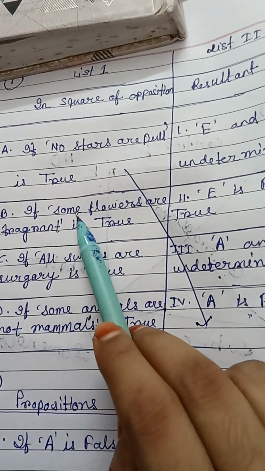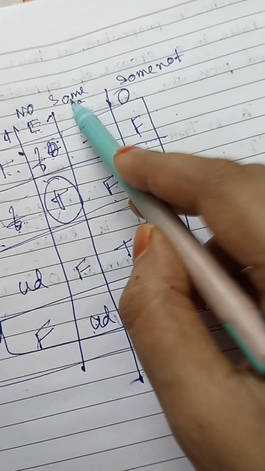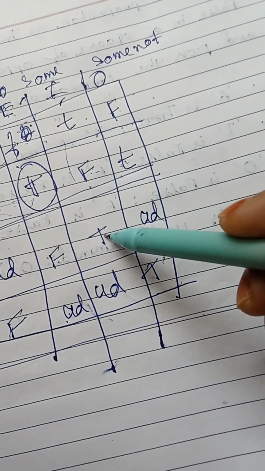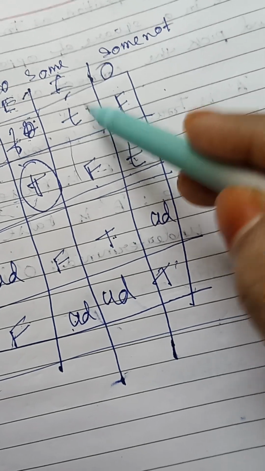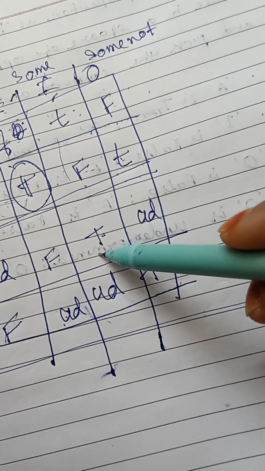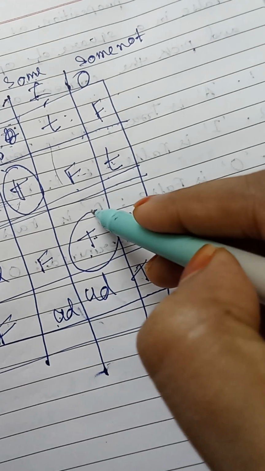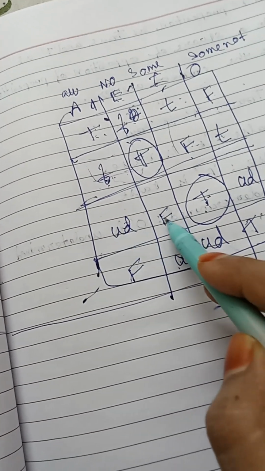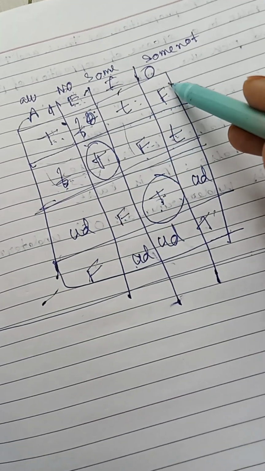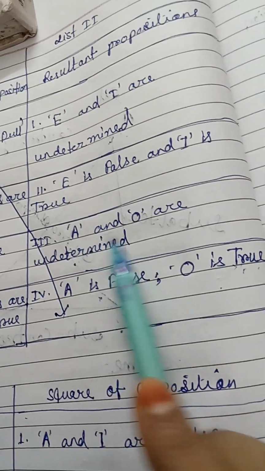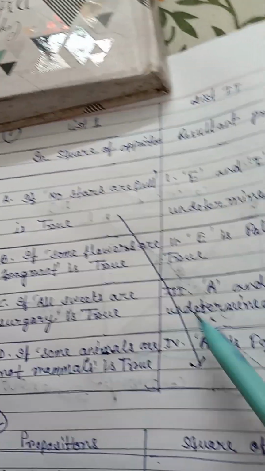Now the second one: if some flowers are fragrant. So some, what is the home of some? It is I. Some is true, so I is true. Here there are capital letters and small letters, but we will always solve the problems with the capital letter, that is T for true. Now the others: A is undetermined, E is false, and O is undetermined. Just see where this is. Yes, A and O are undetermined, so this will be the answer B.